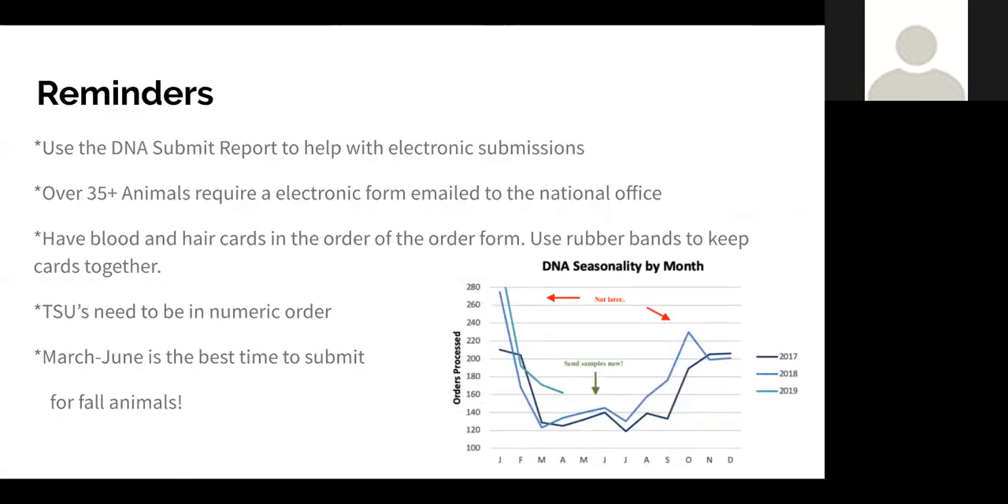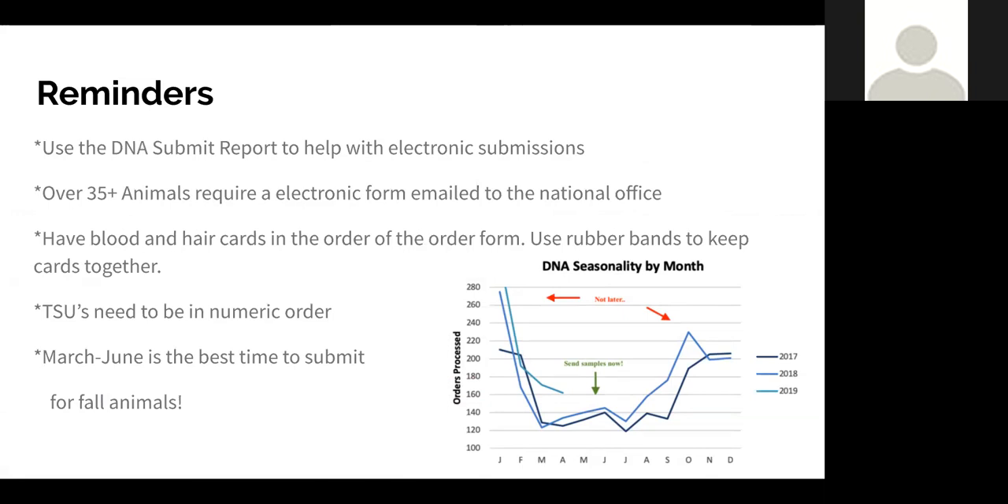A couple of reminders I wanted to go over. You can use the DNA submit report to help with electronic submissions. I'm going to cover that in the next slide a little bit more in detail. Also, if you're testing animals and you have more than 35 of them, we require an electronic form emailed to us. If you ever have any questions about that or how you do it, please give us a call here.